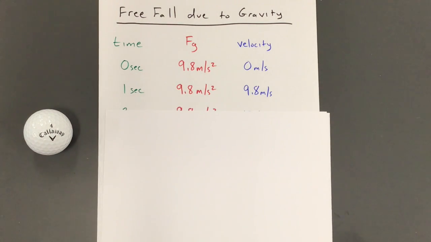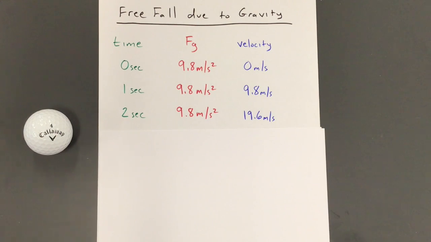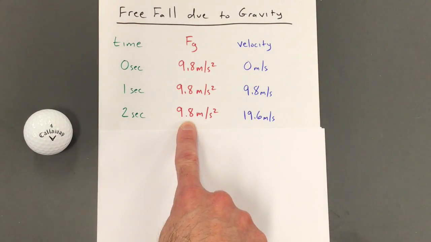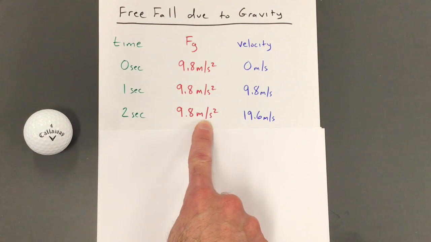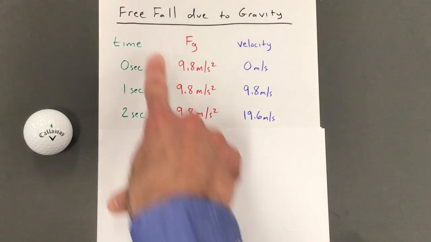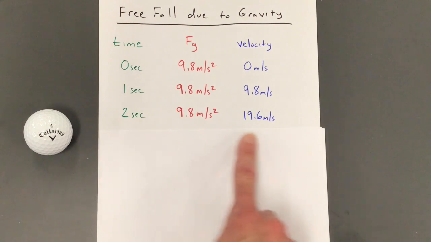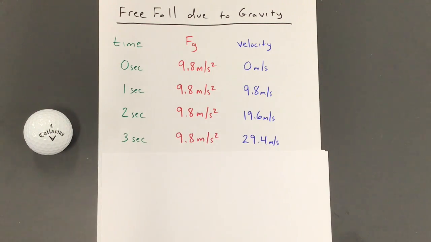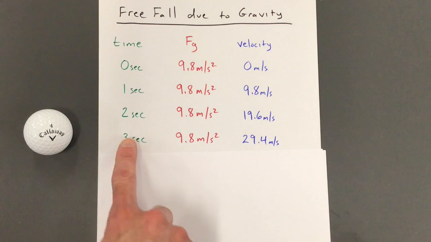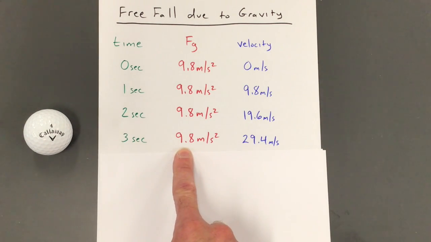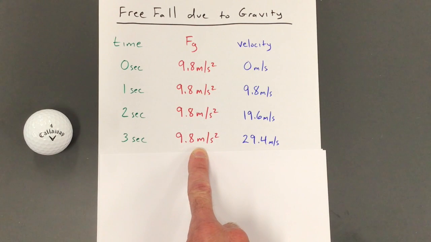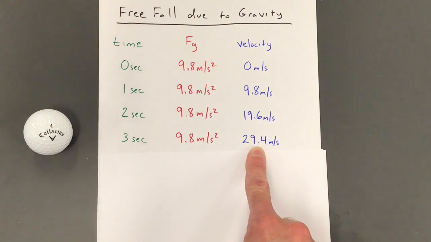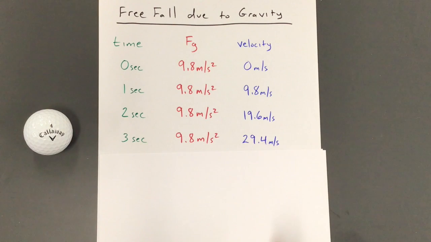After letting it fall for another second, gravity is still pulling on it at a rate of 9.8 meters per second squared, and its velocity after falling continuously for 2 seconds is now 19.6 meters per second. After we let it fall for another second, for a third second, gravity is still pulling it down towards the Earth at 9.8 meters per second squared, and now its velocity towards the Earth is 29.4 meters per second.